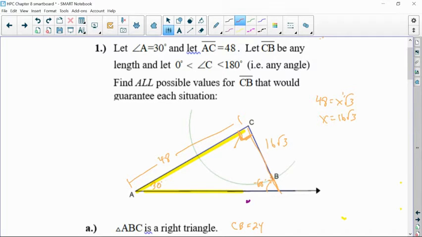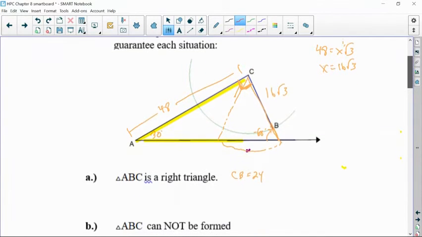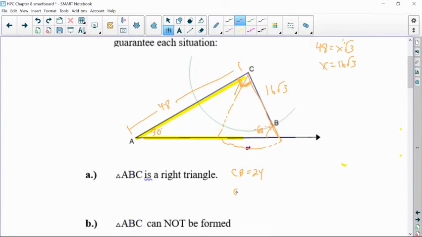We have to be careful, though, that 16 root 3 also would give us a non-right triangle over here. Because if that would have swung over here, that value of 16 root 3 could also have made a triangle that's not a right triangle. So I would say 24 guarantees it. And I'd say that CB equaling 16 root 3 could give it to you if you take it, it's this angle out here, not the one that would have been there.